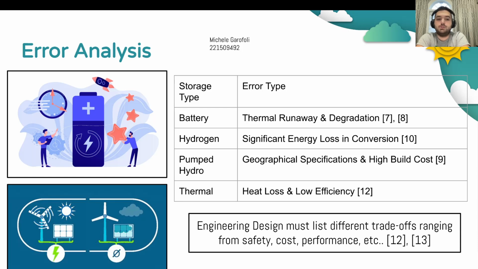And for our error analysis, for a battery, there are thermal runaway and degradation. For hydrogen, significant energy loss in conversion. For pumped hydro, geographic specifications and high build cost. And for thermal, we have heat loss and low efficiency. And in engineering designs, they must weigh different trade-offs ranging from safety, cost, performance, etc.